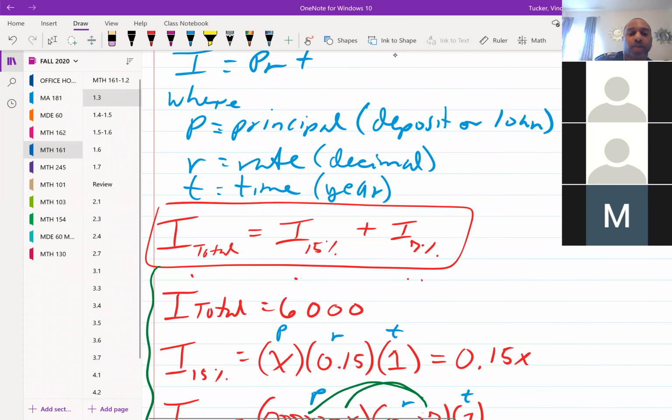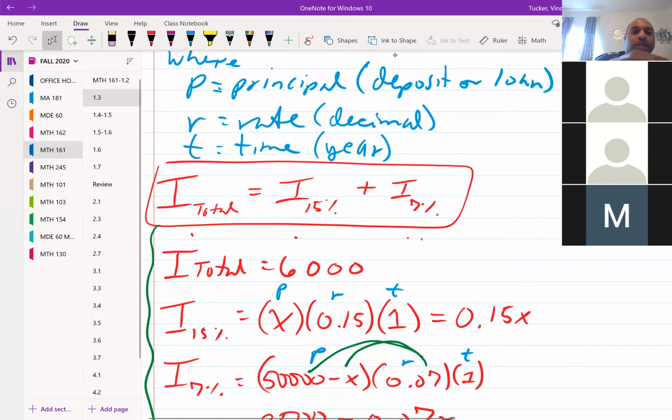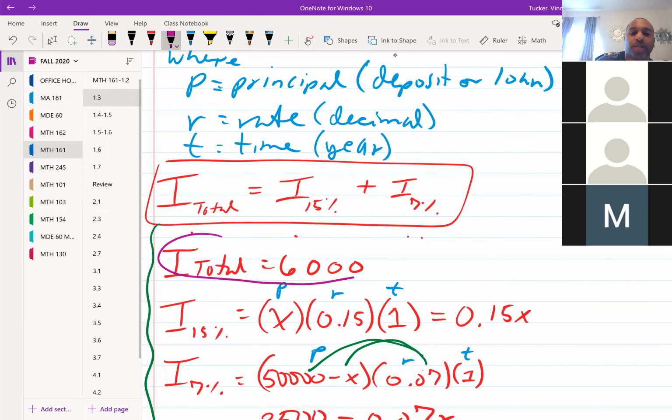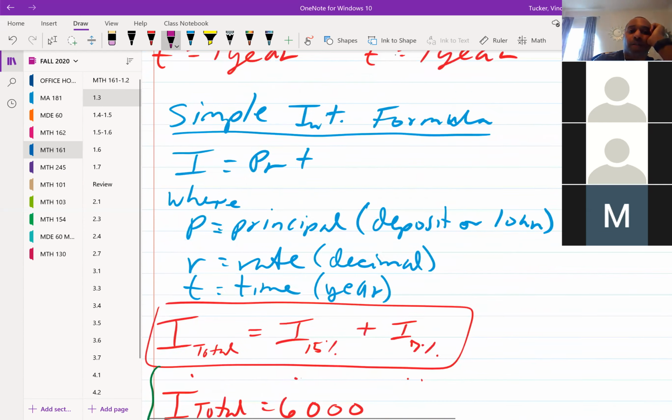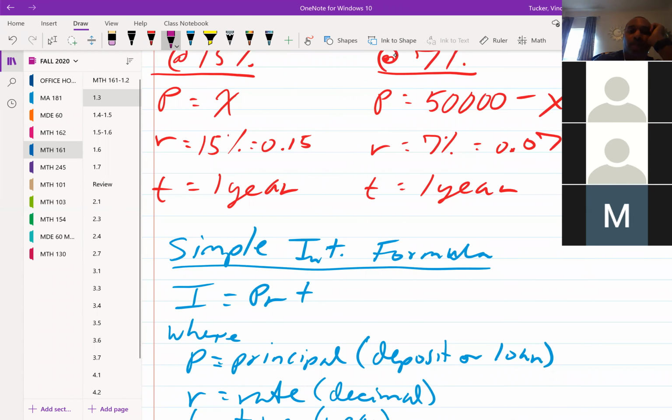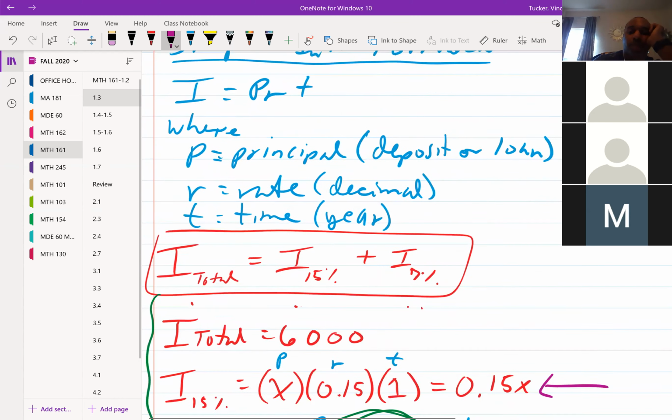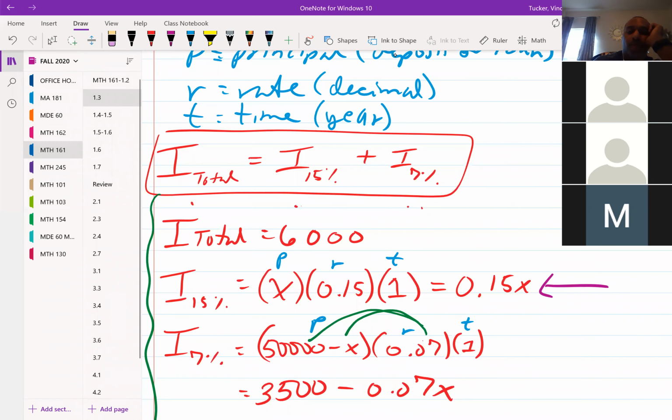All right, that's where we're going next. The first piece of information that we know out of that equation is what he just mentioned: your total interest earned, we want to be 6,000. The next piece, the interest earned from the 15% account, is P times R times T. So remember our PRT: it is X times 0.15 times 1, and that's how you get 0.15X.